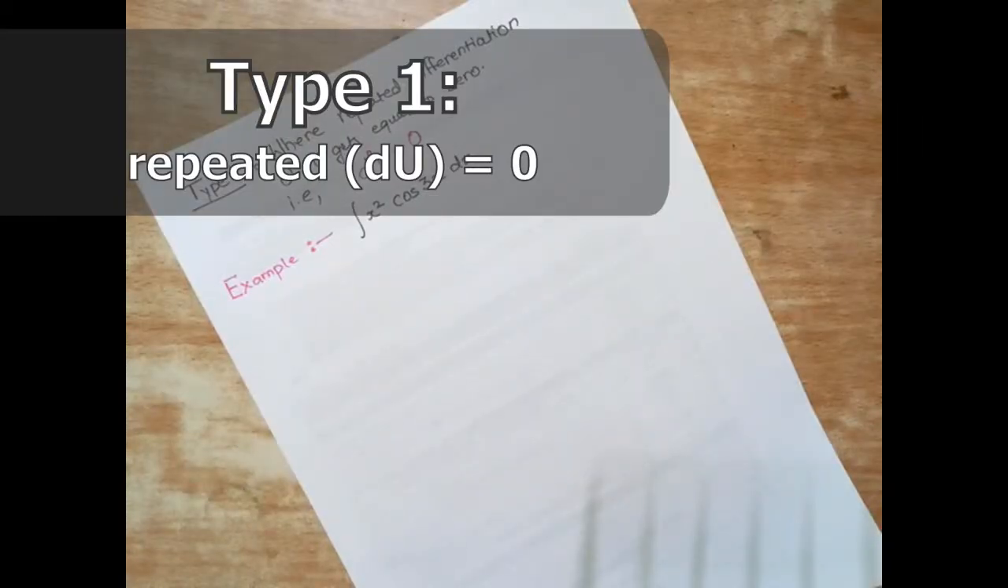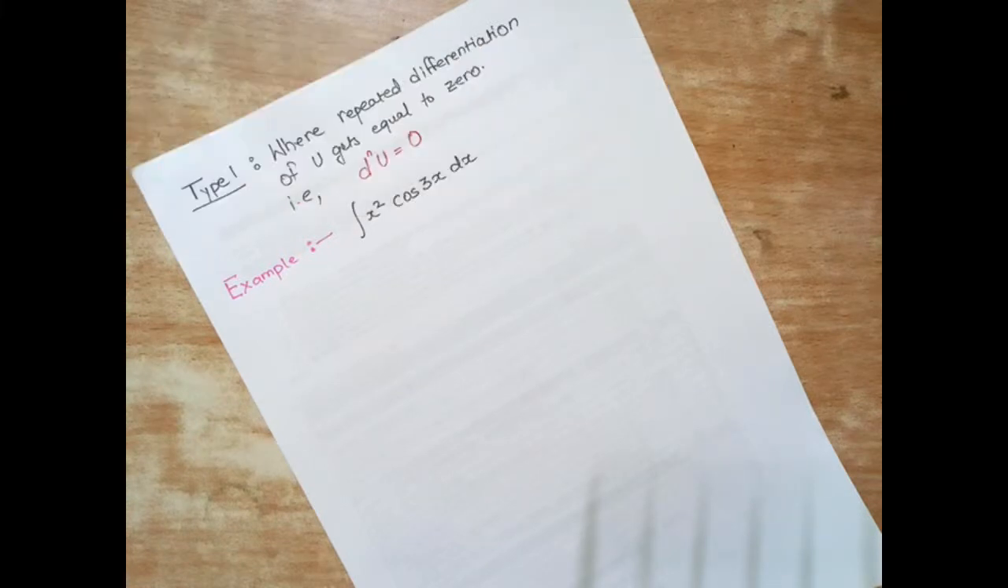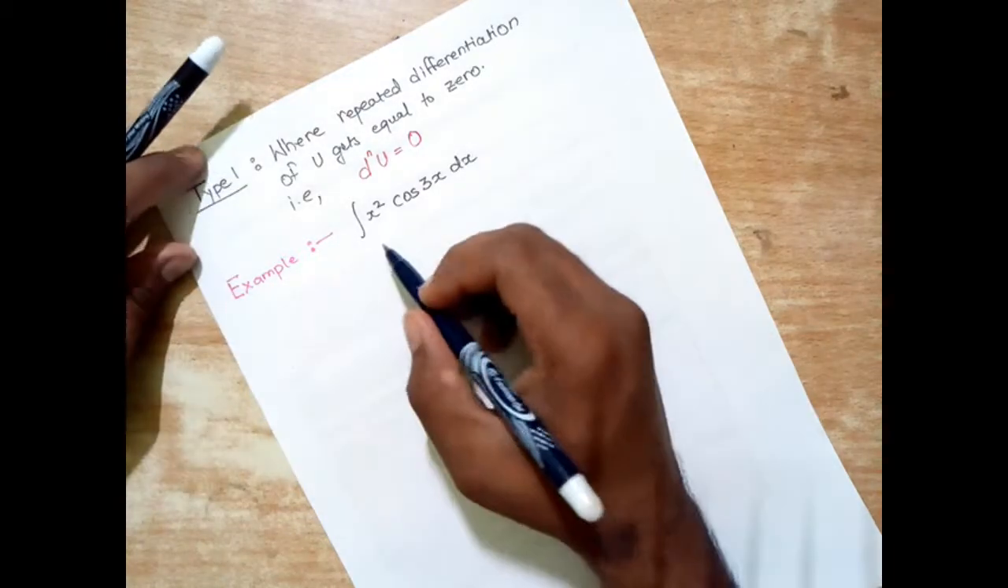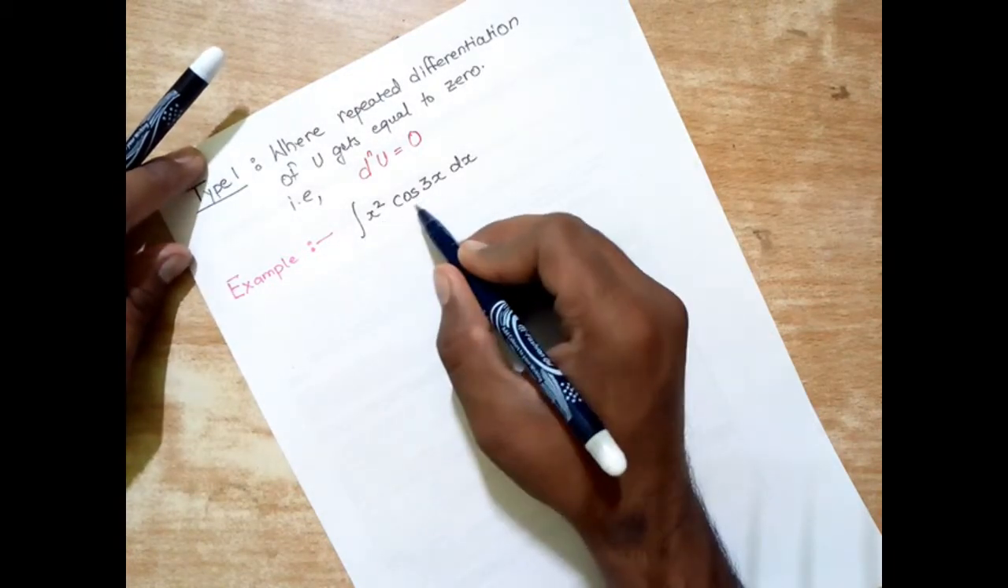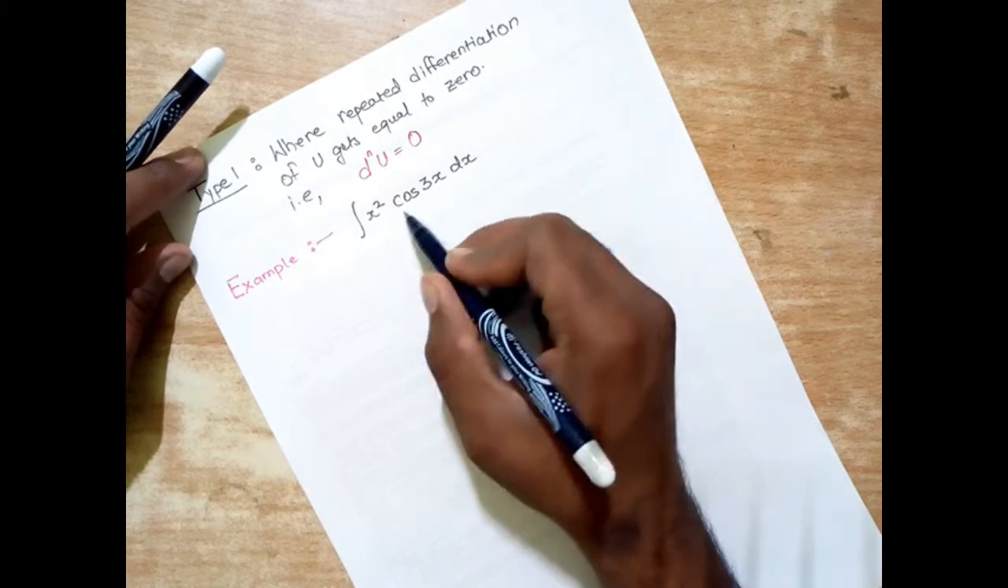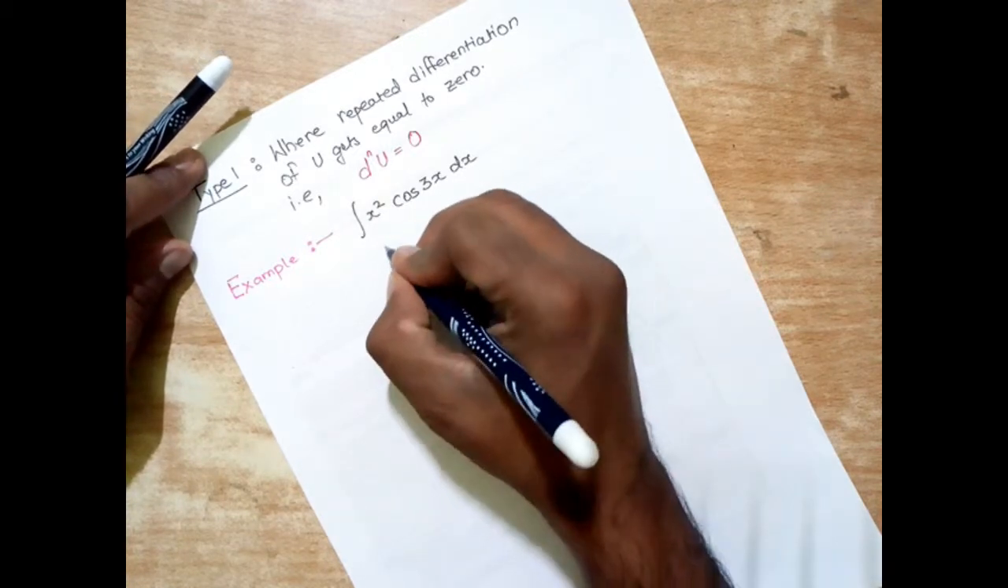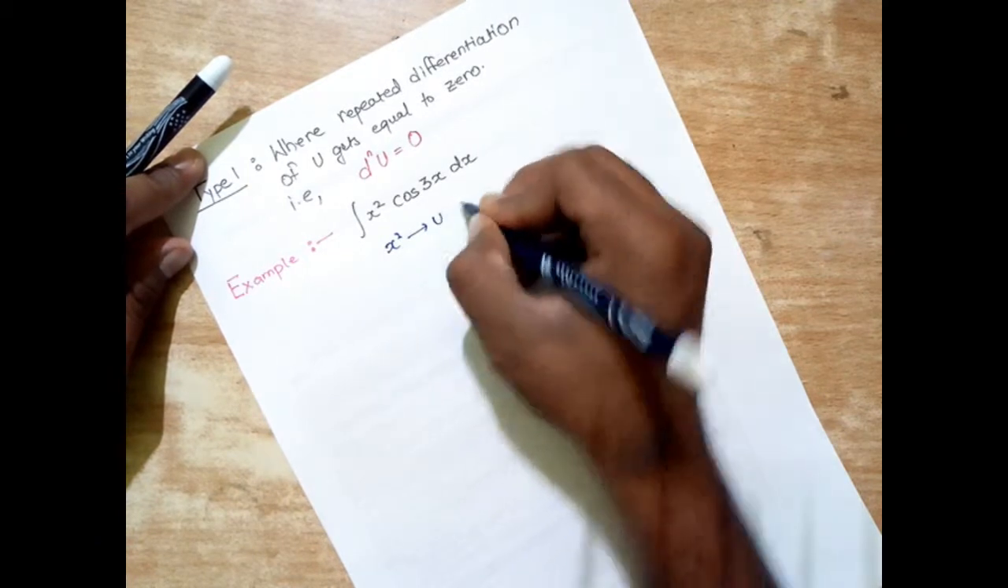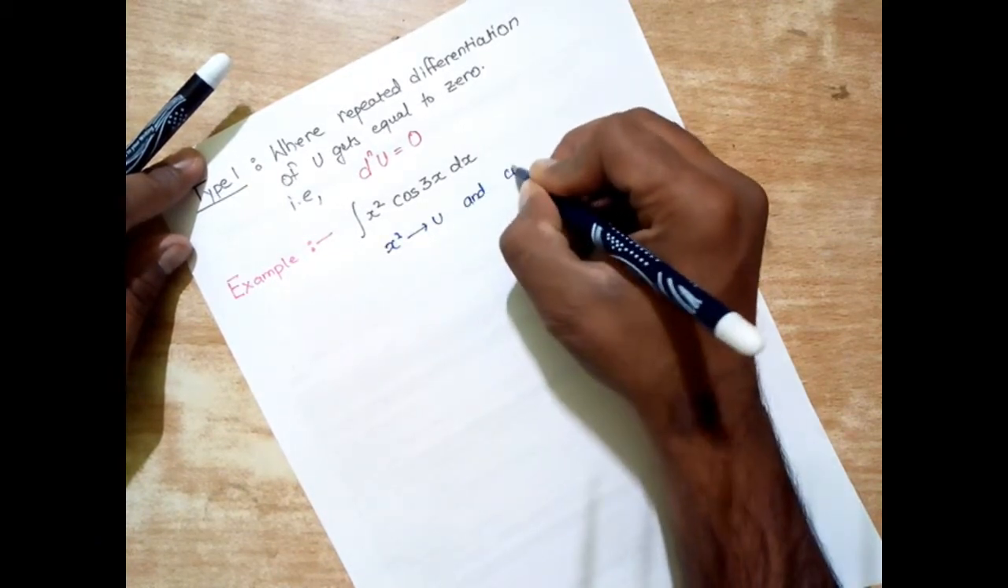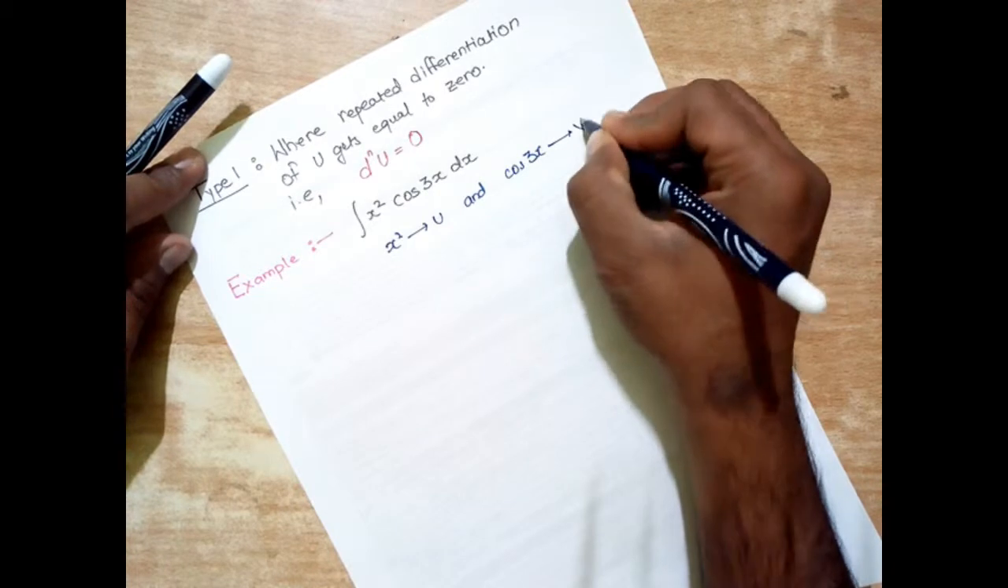So guys, we start with type 1, where repeated differentiation of u gets equal to 0. Now you must be wondering, what is u? Most of us use u and v in order to represent integration by parts. So in this example, where the integration of x square cos 3x dx is given, we consider x square as u and cos 3x as v.